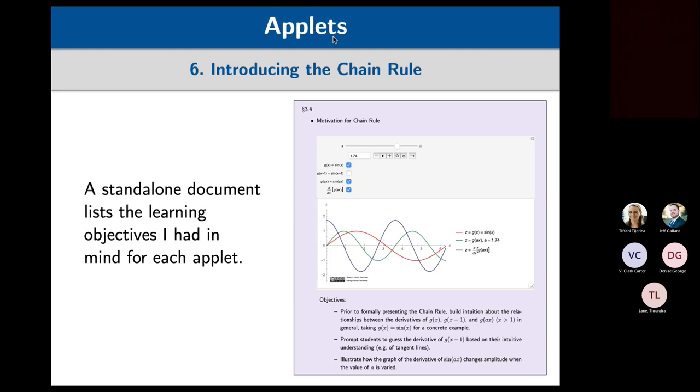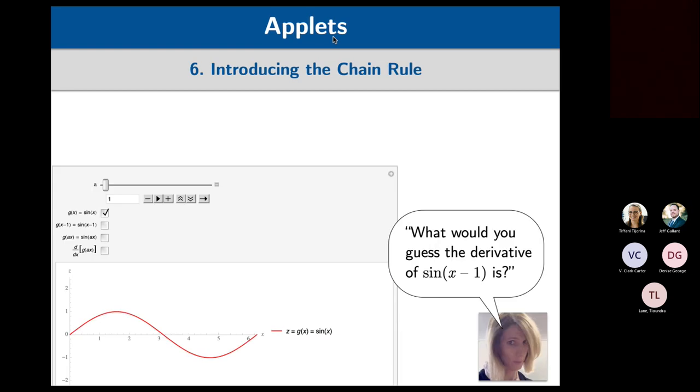Okay, so some of the applets, it wouldn't be obvious at all what they were for. The next one is one of those. So in a standalone document, I list the learning objectives I had in mind for each applet. So if anybody ever wants to use these materials, they have some idea what I was aiming for. This example is used to introduce the chain rule to motivate the formula, which students have trouble remembering.